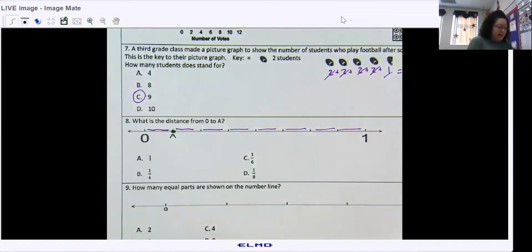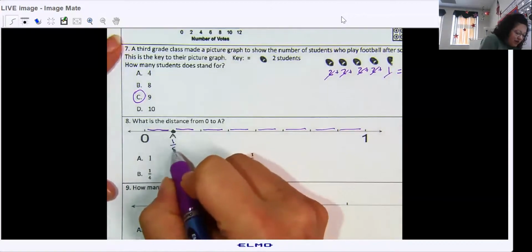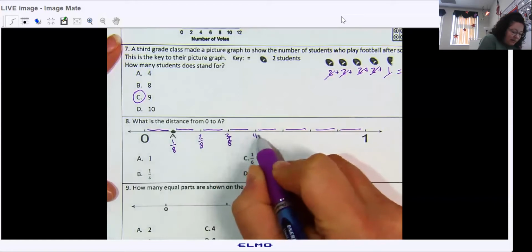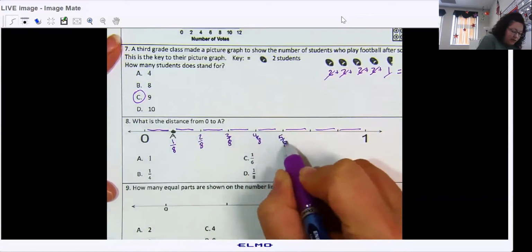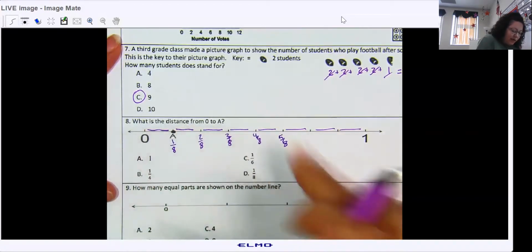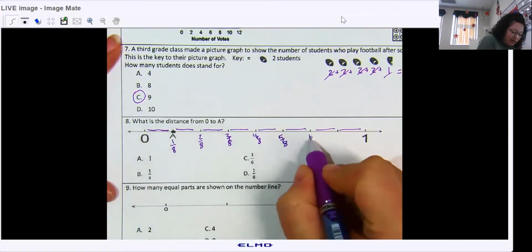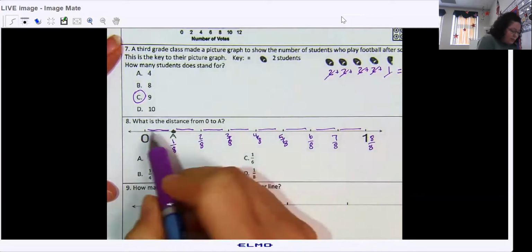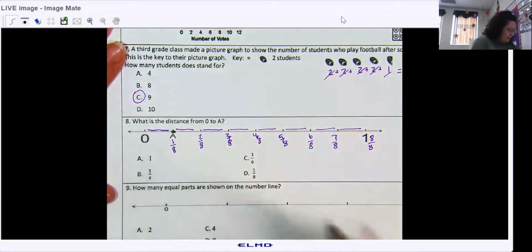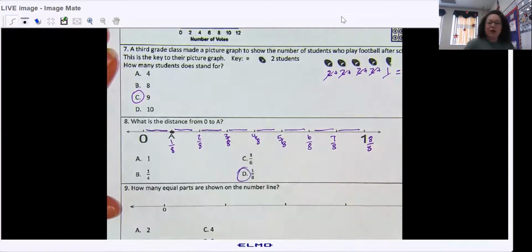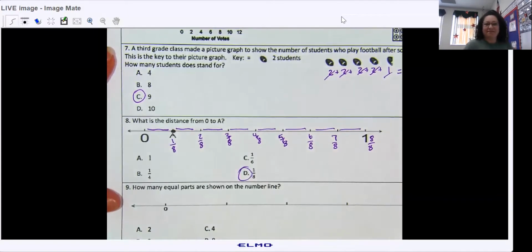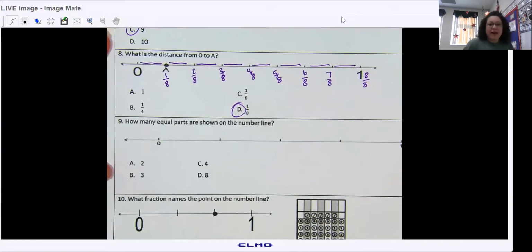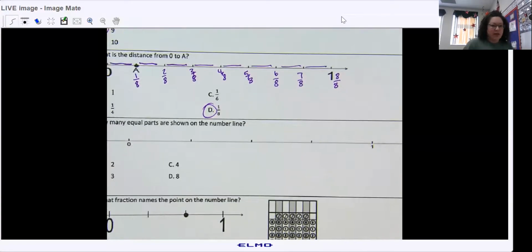There's 8 pieces all together, and this one is 1 8th, 2 8ths, 3 8ths. You don't have to label it like this. I'm just proving it to you. Because 1, 2, 3, 4, yep, that's 5 8ths. This would be 6 8ths, 7 8ths, and 8 8ths. So to point A is 1 8th.